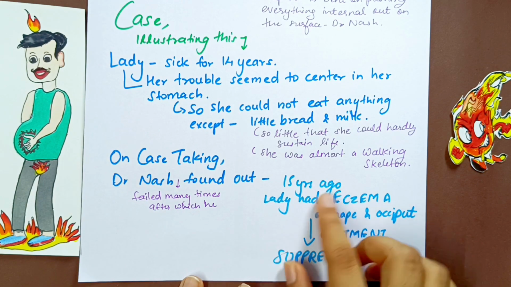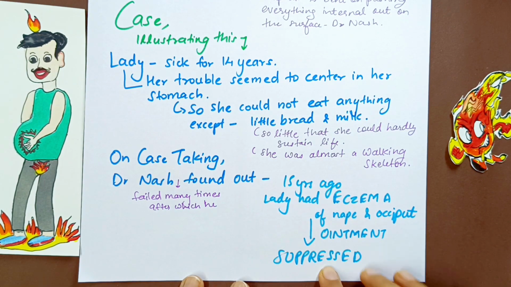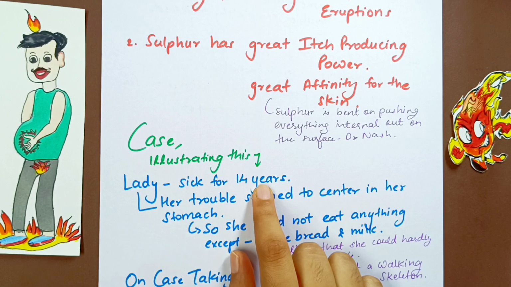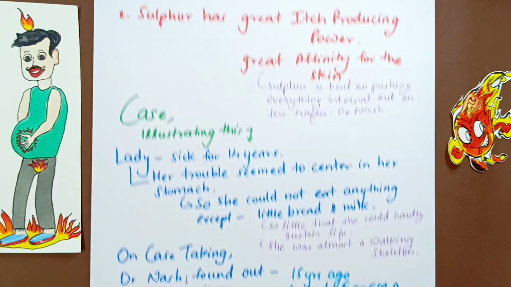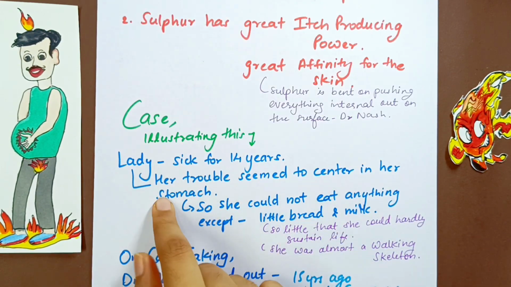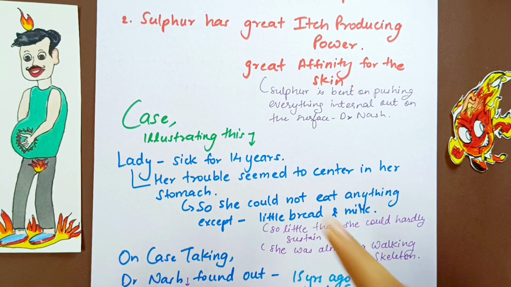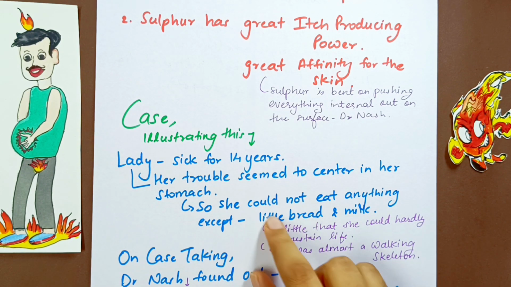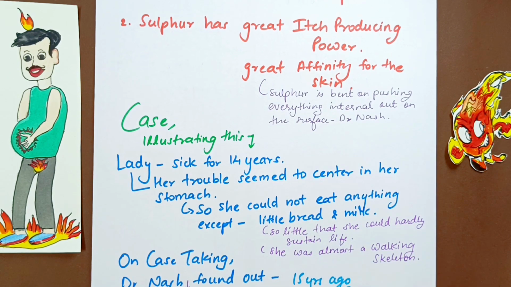So 15 years ago, this lady had suppressed the eczema, and 14 years ago, meaning 1 year after this suppression, she started with this stomach issue, because of which for a whole 14 years she has not been able to eat anything, only a little bread and milk.